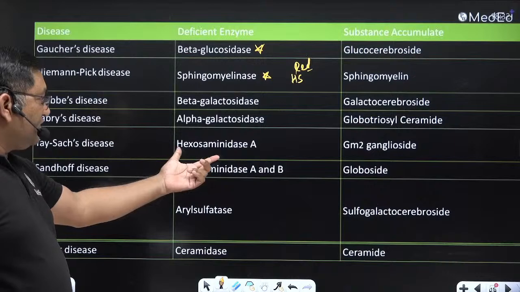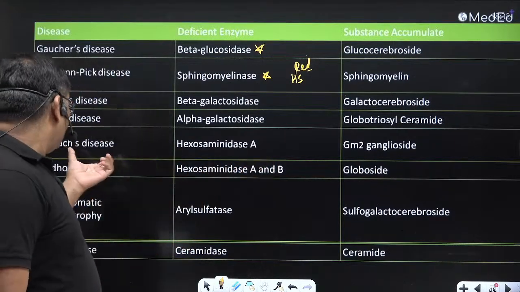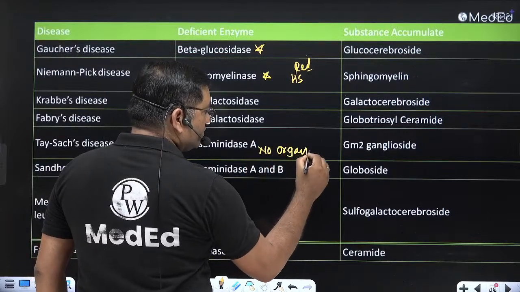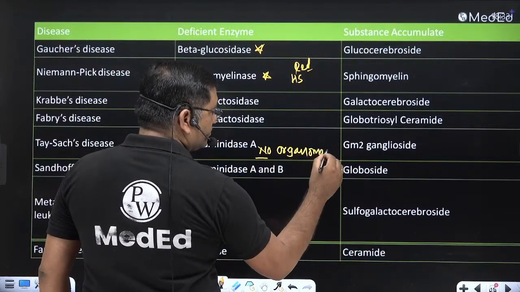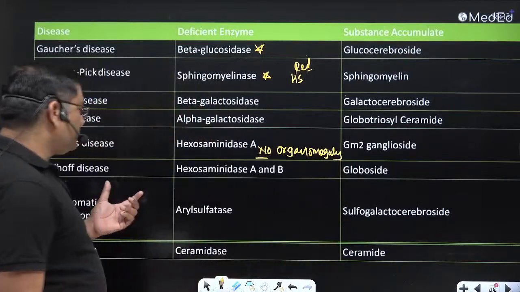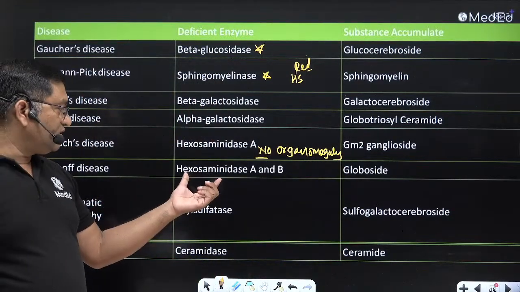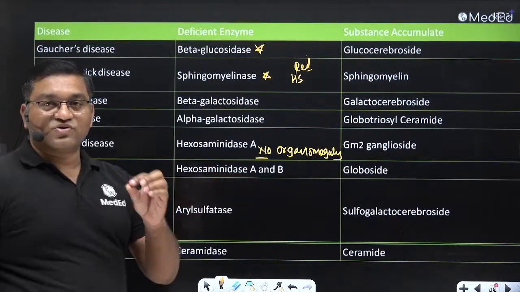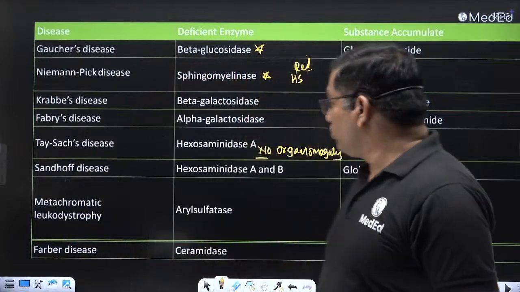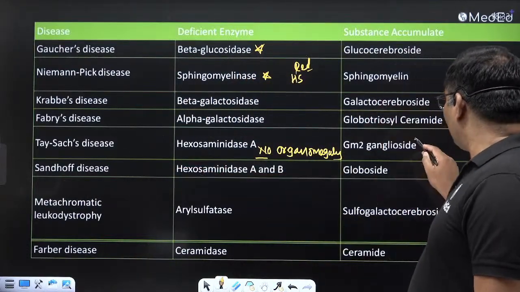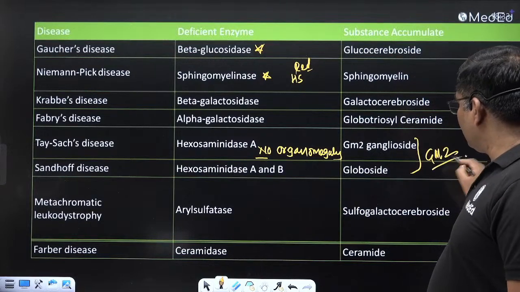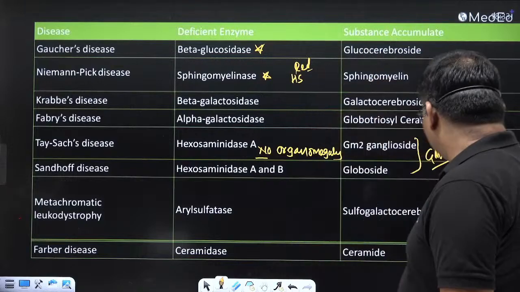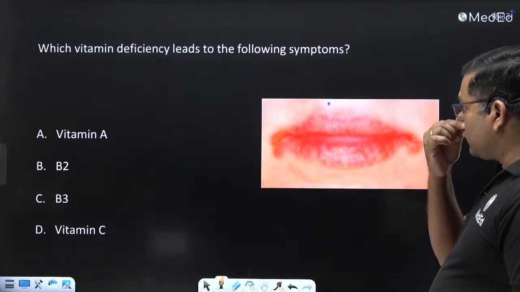Then Tay-Sachs disease is due to hexosaminidase A defect, and in Tay-Sachs disease, there is no organomegaly. Organs are not involved, while in Sandhoff's disease, there is involvement of organs. Hepatosplenomegaly is there, cardiomegaly is there. It is because of hexosaminidase A and B defect, and both Tay-Sachs and Sandhoff are GM2 gangliosidoses. There is accumulation of GM2 gangliosides. Okay, so these are the important disorders in the sphingolipidosis, lipidosis, or the glycolipids.